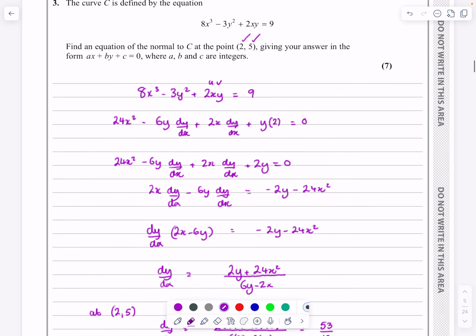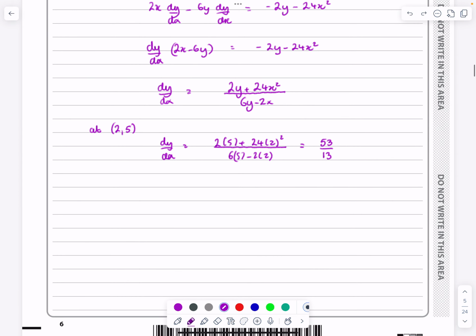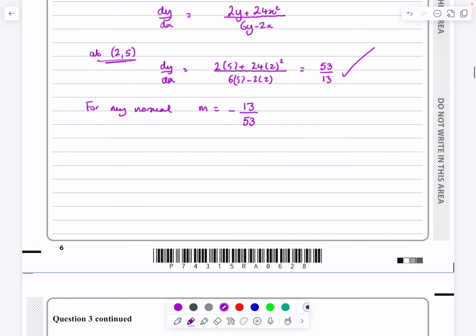Now let's just think about what we're trying to do. We're trying to find the equation of the normal. So for the equation of the normal, what this is, that's the gradient of the tangent. I don't want the gradient of the tangent. I want the gradient of the normal. So if that's true, for my normal, m is equal to, remember the tangent and the normal are perpendicular to each other, so one of them is minus 1 over the other one. So I want minus 1 over 53 over 13, which is just basically flipping it upside down and making it a negative.